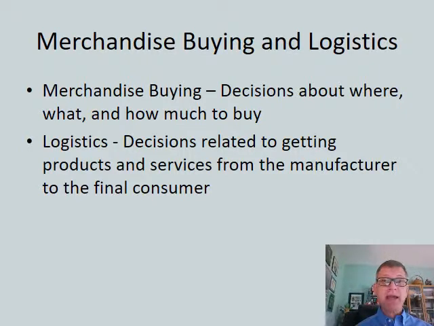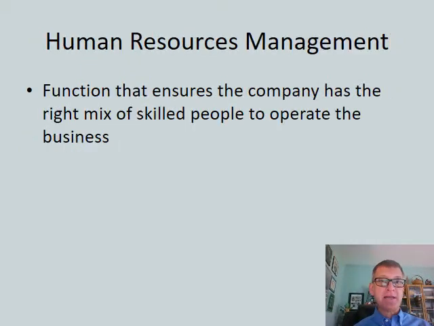Merchandising, merchandise buying, and logistics. So merchandise buying would be, I've got to decide where, what, and how much of something to buy. I mean, think about it. Where's it going to be produced? How much of it do I get? I guess it'll be based on how much I think I can sell. And how do I get this to make sense, not just be a guess? And then logistics is moving things, getting products and services from the manufacturer to the final customer. How do I get that from where it is to where it needs to be?